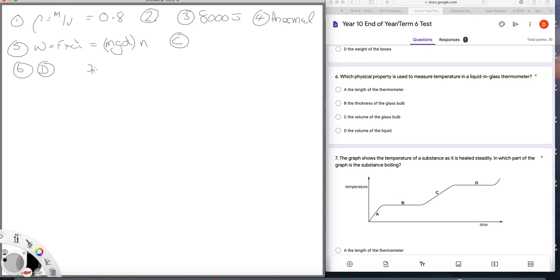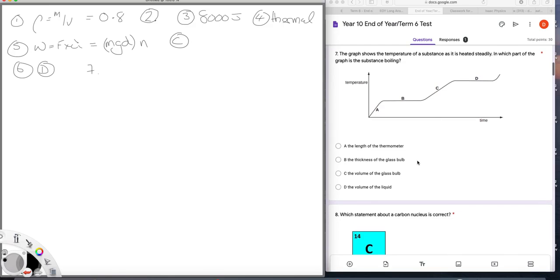Question 7. The graph shows the temperature of a substance as it is heated steadily. In which part of the graph is the substance boiling? Well, this is warming up the solid, this is solid becoming liquid, this is warming up the liquid, this is boiling the liquid, and then heating the gas hereafter. So the answer is D.